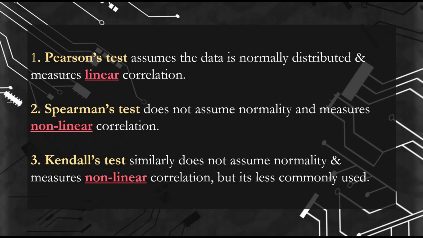So to test correlation between variables, we can either use Pearson test, Spearman test, or Kendall's test. The difference between Pearson test and the other two: Pearson test assumes that your data is normally distributed and only measures the linear correlation. But Spearman and Kendall's tests don't assume that your data is normally distributed and they measure the non-linear correlation.